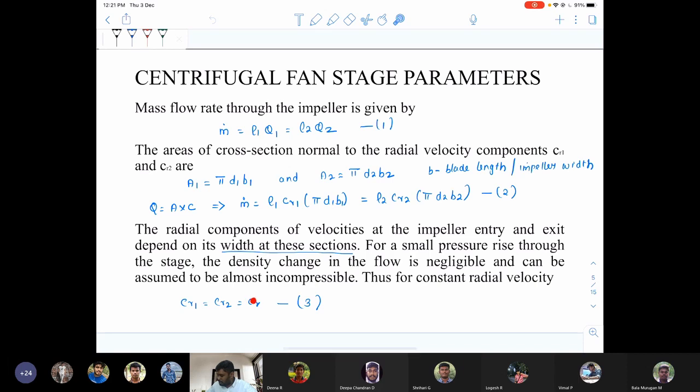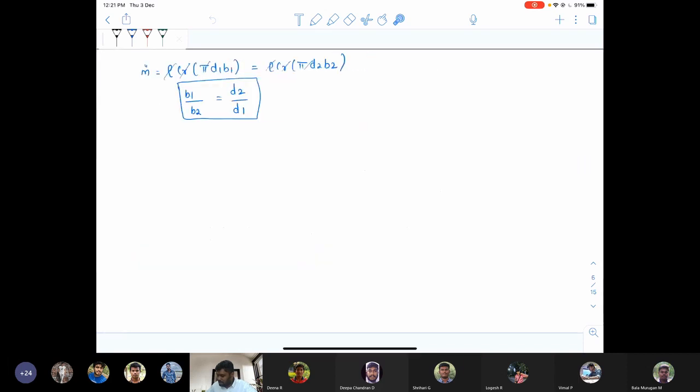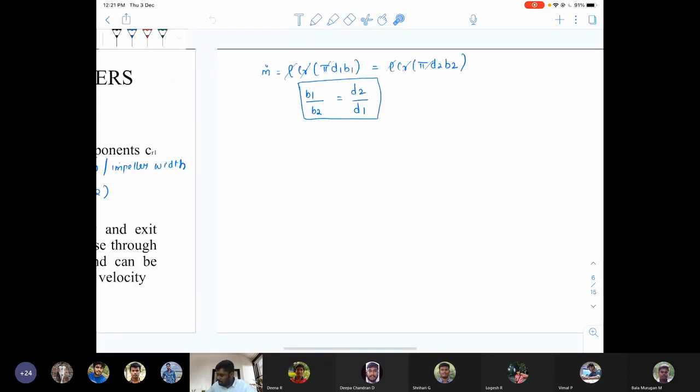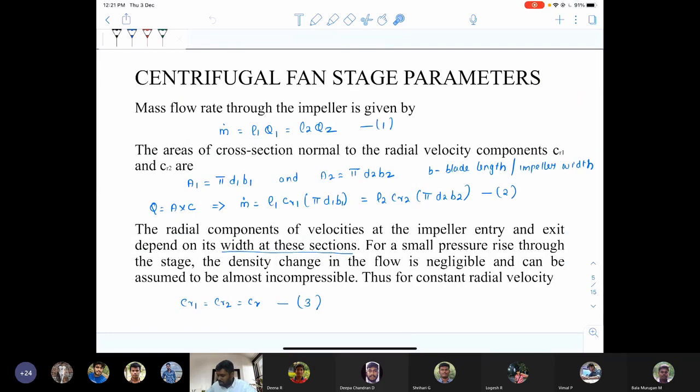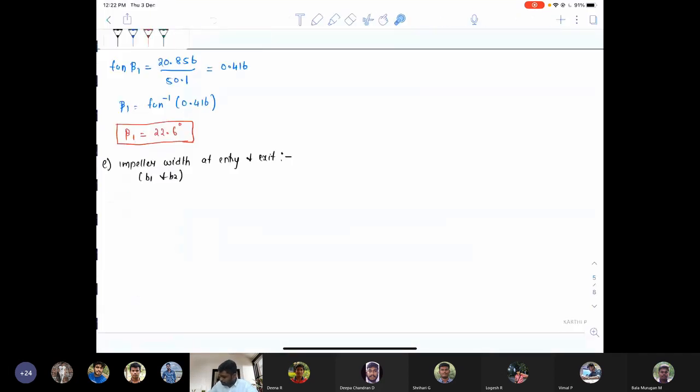Since in radial component we are using the value of CR, from this you can find B1 by B2 is equal to D2 by D1. We have derived this equation, that is the stage parameter. So we will be using this concept for solving this subdivision. Therefore, we have to find B1 and B2, the impeller width at the entry and exit.